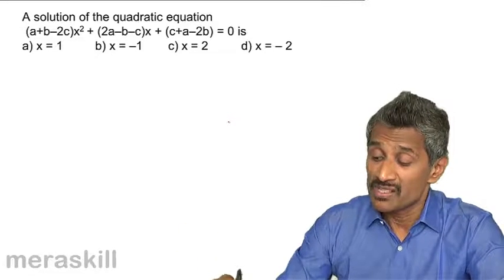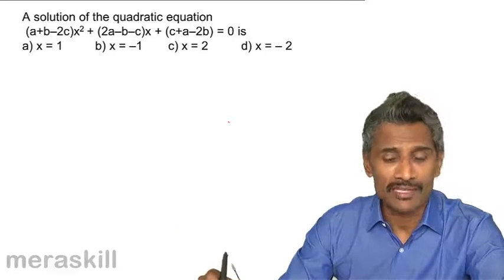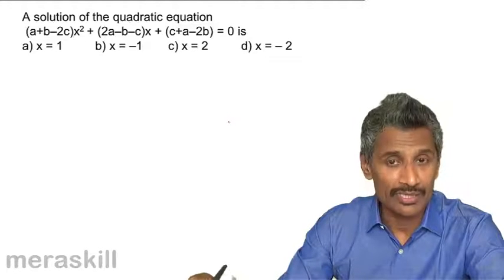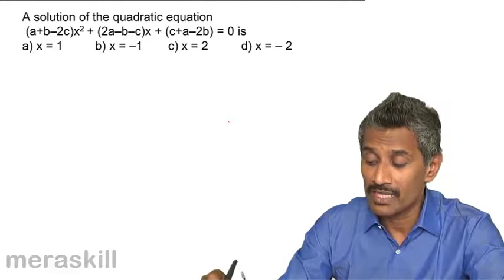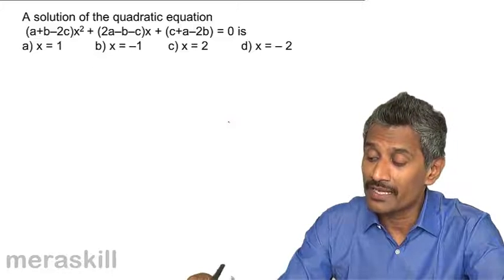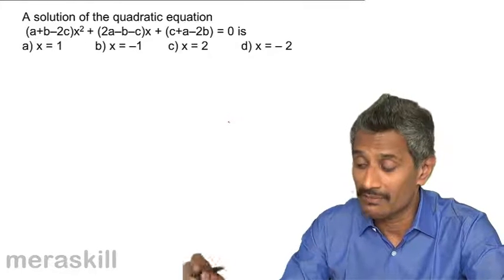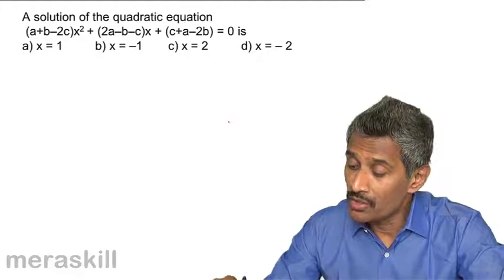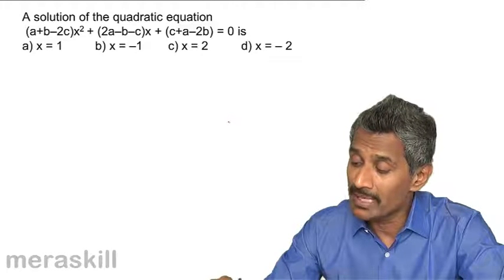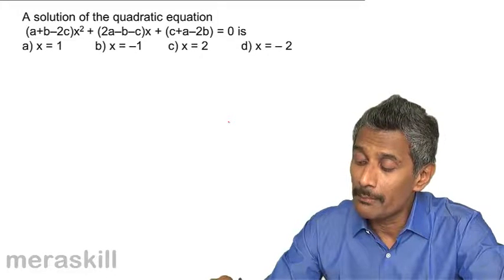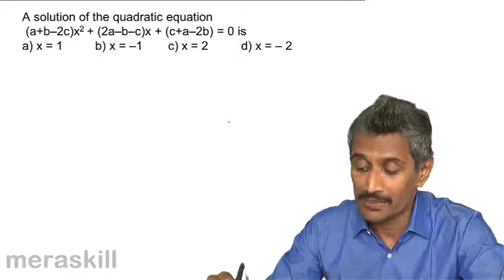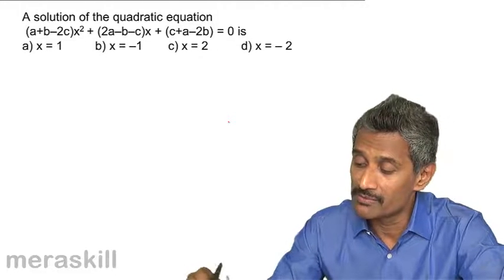Now here, solving this equation as we did right now would be a very, very laborious task. So the best option is to substitute the value of x in each of these and check which of them will be valid. In other words, if there is a minus 2c, there has to be a plus 2c to cancel it. Only then the whole thing would become 0.